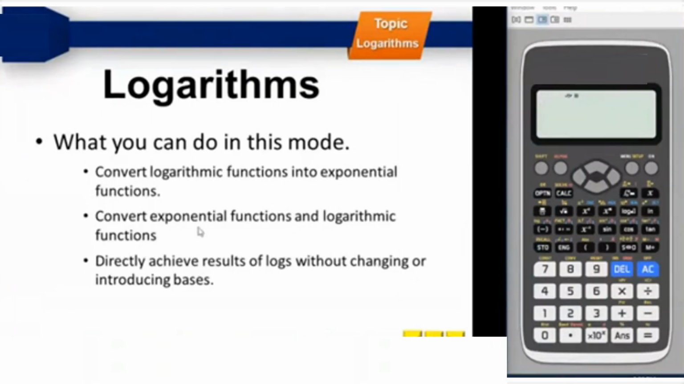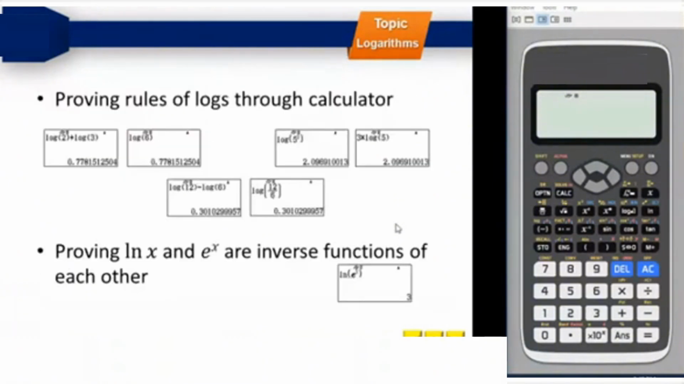On to logarithms and what we can do in logarithms. In this mode, you can convert logarithmic functions into exponential functions, convert exponential functions to logarithmic functions, and directly achieve the results of logs without changing or introducing bases. All those who have studied logarithms are aware that logarithms require lots of calculations and lots of rules to remember. But if you are comfortable using a calculator, lots of rules can be proved and justified. So let's first prove the rules of logs through the calculator.